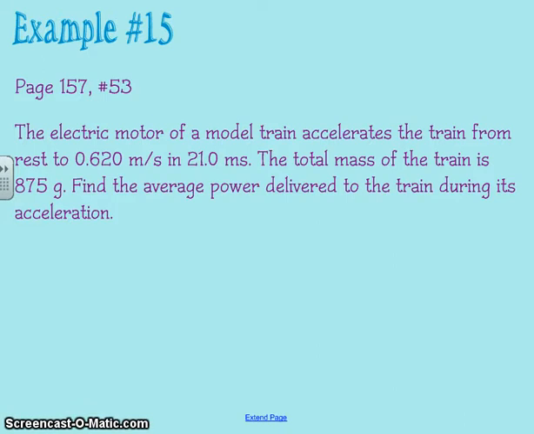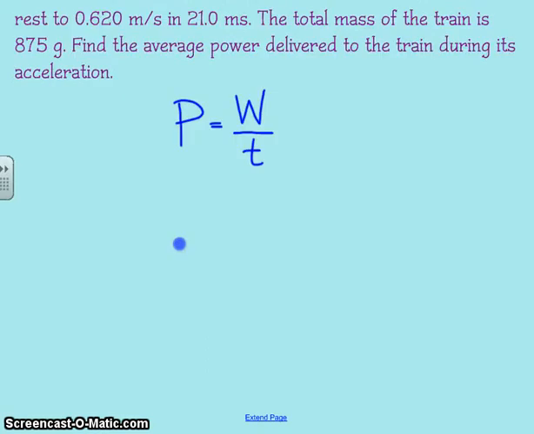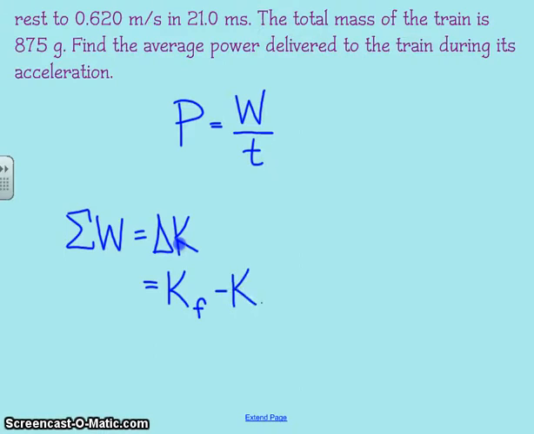Because our train is accelerating, we must use the equation power equals work over time, which means we need to calculate the work that is done. Now, there are multiple ways to do this, but clearly the easiest way is to use the equation net work equals the change in kinetic energy. And we know that change in anything is final minus initial. So we have the final kinetic energy minus the initial kinetic energy.